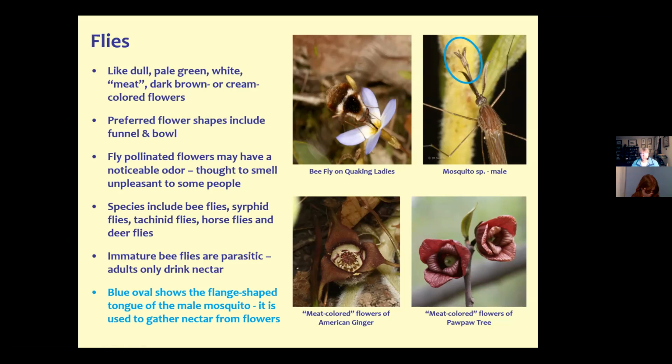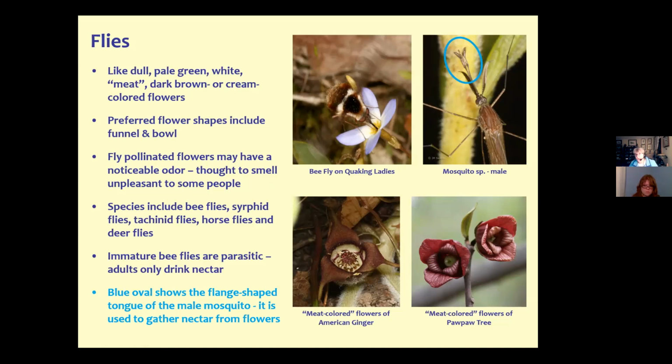Now, the immature bee flies are parasitic, and the adults only drink nectar. So while they're drinking the nectar out of this quaking lady, they are also able to pick up the pollen on their bodies. This picture to the upper right is a male mosquito.